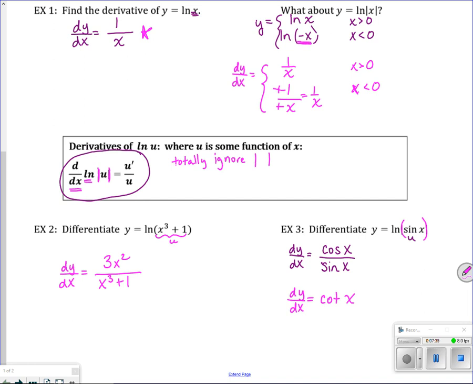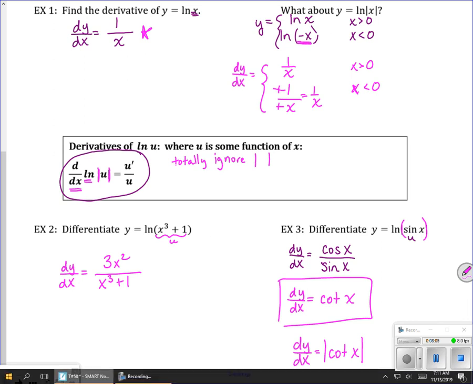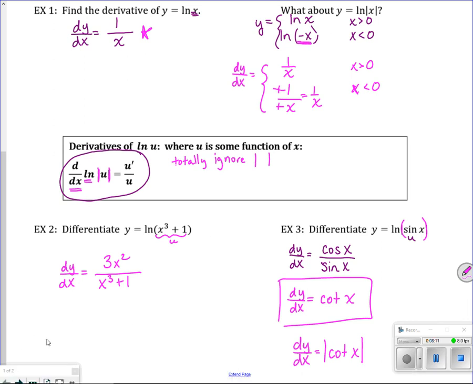If I were writing a test, then I would put absolute values around cotangent as a wrong answer. Absolute value in the question, you literally ignore it. What I'm saying is this is the correct answer, but you might see an answer like this, and you certainly would not want to pick that. So it is not an absolute value in the question. For derivatives of natural logs, you for once can literally ignore it. All right, let's look at the next one.